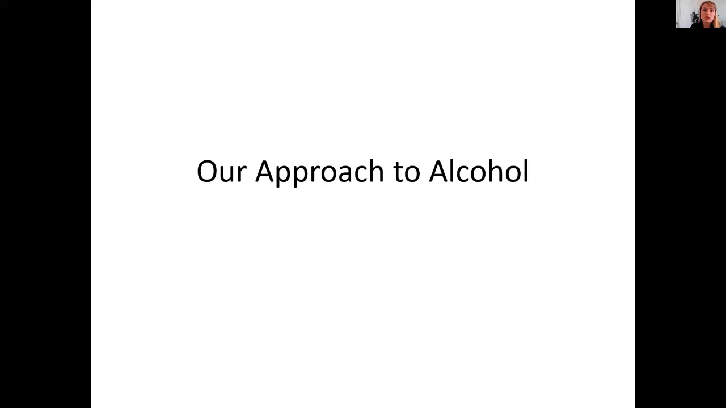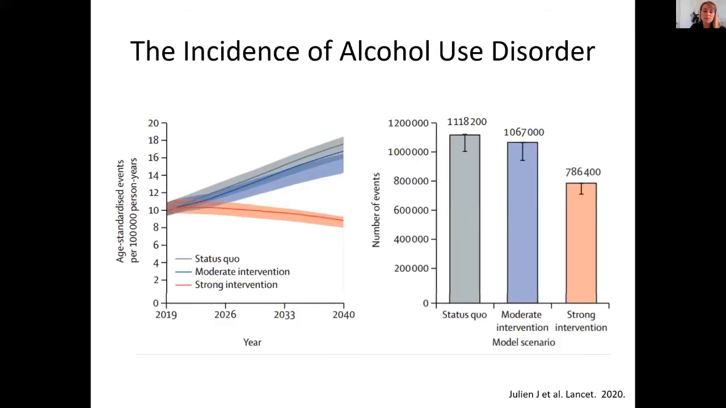Now, something that I want to do today is just touch on our center's approach to alcohol, because it's really changing over time, as it is really changing nationally. Now, this is a projection of the incidence of alcohol use disorder in the future, under a theoretical model where it would either be under status quo, the trends that we're seeing now, if there was a theoretical moderate intervention to decrease the incidence of alcohol use disorder, or a strong intervention.